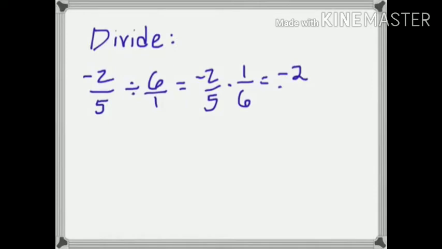And that's negative 2 times 1. 5 times 6 is 30. And that can be reduced, divide the numerator by 2 and the denominator by 2. And you get negative 1 and 15. So the answer is negative 1/15.